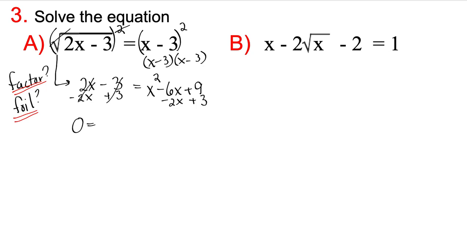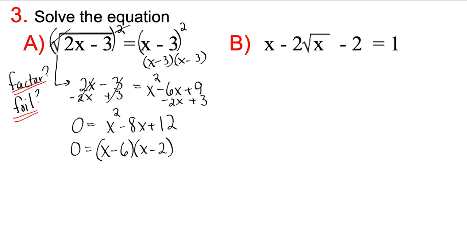On the left, we have a 0. On the right, we have an x squared minus 8x plus 12. And now how do we factor something like this? Well, you have to think two numbers that multiply to 12 and add to 8. And that will be a 6 and a 2. And they're both going to be negative. So we want a positive 12, negative 8.